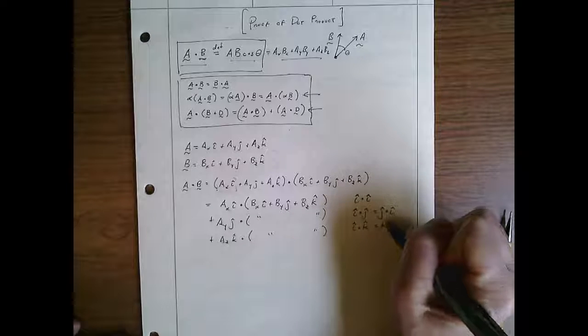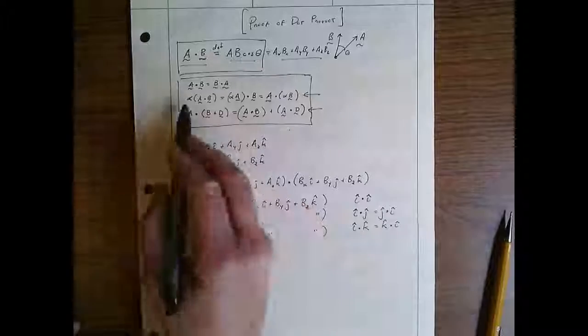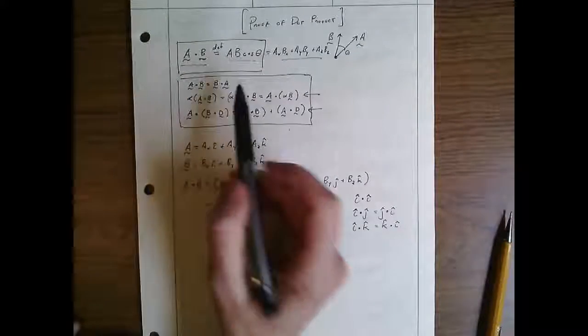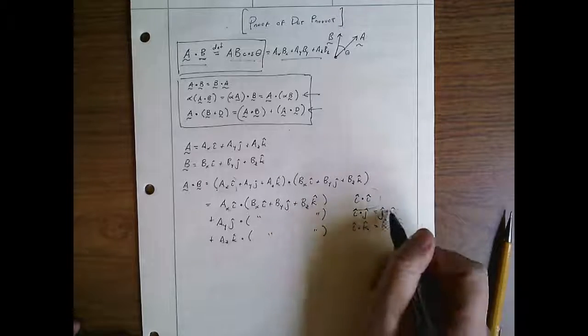So we can flip them around. It doesn't matter which order it's in. That's a property of the dot product, that's this guy up here. But what does I dot I equal?